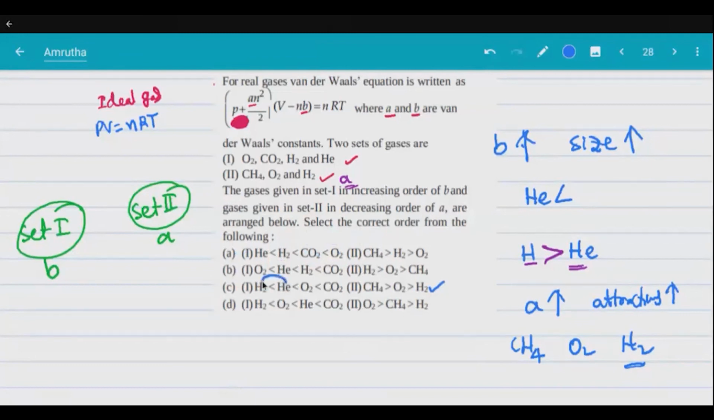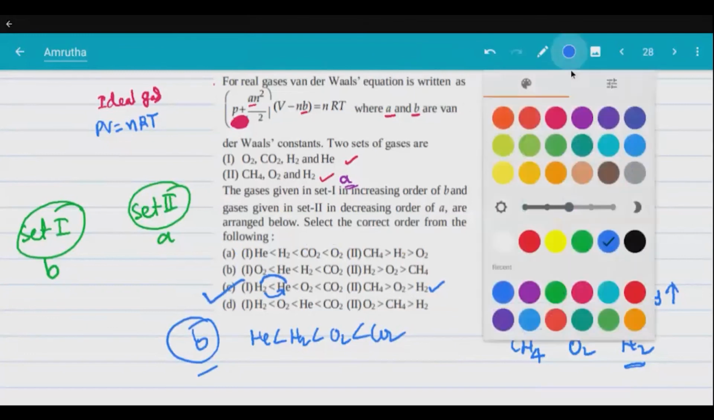Helium is smallest, hydrogen is this. So this option is properly matching, with a small correction we should make: helium, H2, O2, CO2 for b. But for attractions, hydrogen is least, in size. There are very, very few attractions, which we call dispersion forces.